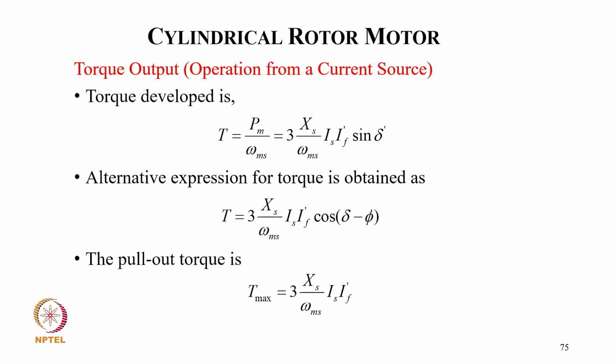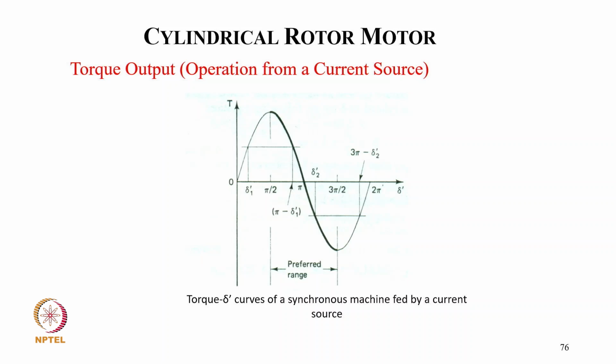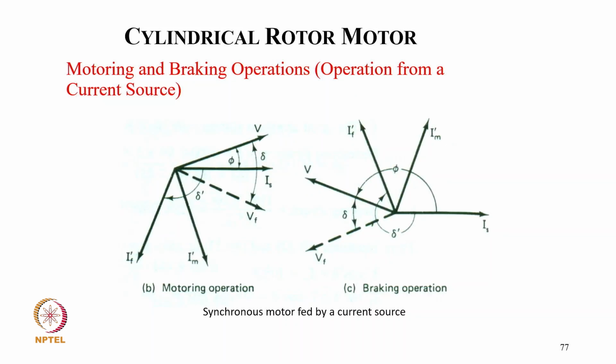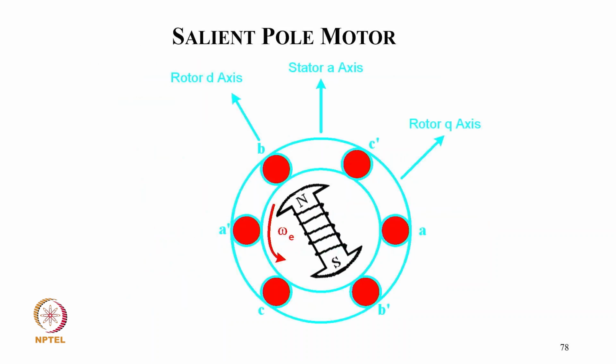An alternative expression for torque is obtained: T equal to 3 into XS upon omega IS IF dash cos in bracket delta minus phi, and the pull out torque is T max equal to 3 XS upon omega IS IF dash. And this is the torque typically from a current source. So this is how the torque and power angle range for typically motoring and generating, torque T dash of a synchronous machine by a current fed source. And this is the phasor diagram for motoring and brake operation, regenerative operation, with your voltage and excitation voltage, your excitation current and magnetizing current and supply current.